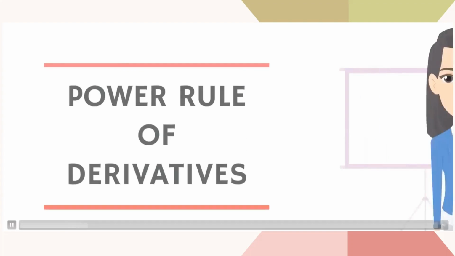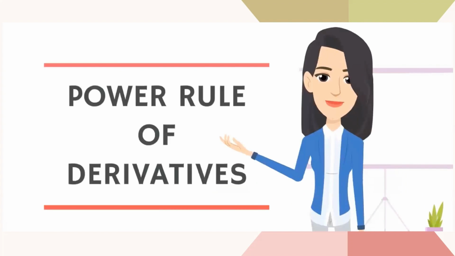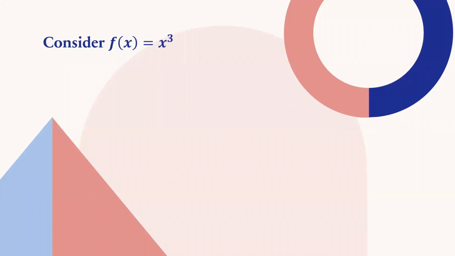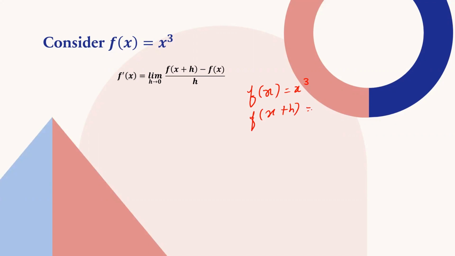In this video, we are going to see about the power rule of derivatives. So consider the function f of x is equal to x cube. We know that f dash of x is equal to limit h tends to 0 of f of x plus h minus f of x by h. If f of x is equal to x cube, then f of x plus h is equal to x plus h the whole cube.